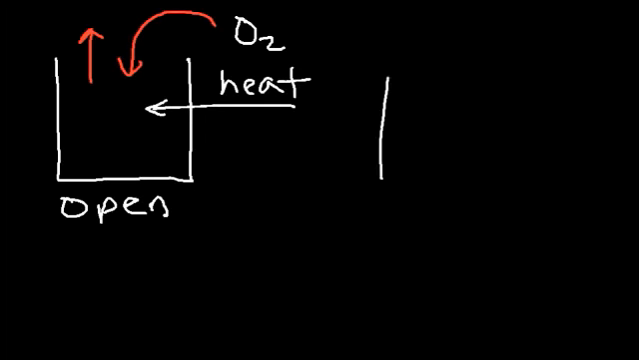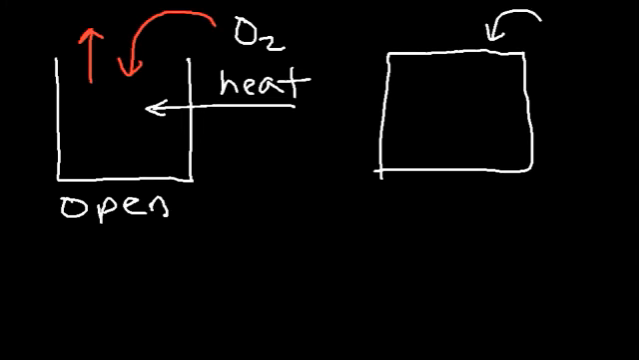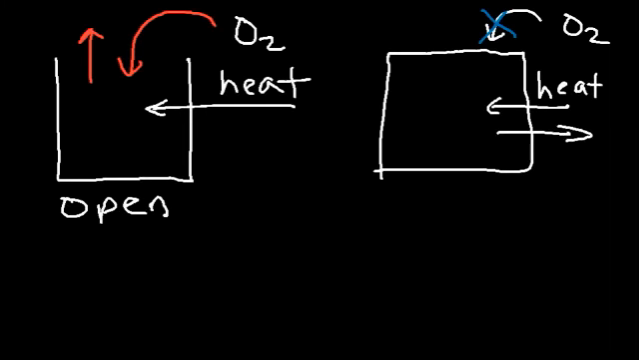In a closed system, matter cannot enter or leave. So oxygen gas, O2, will not be able to enter. However, heat can flow into or out of a closed system. So in an open system, matter and energy can flow into and out of it. But in a closed system, energy can flow into or out of it, but not matter.